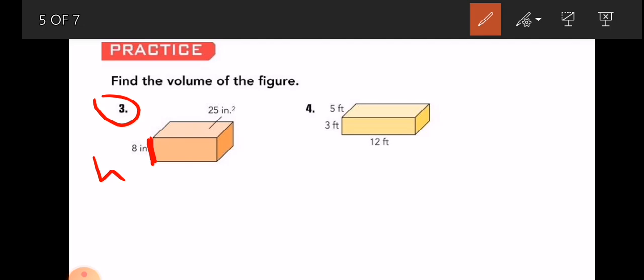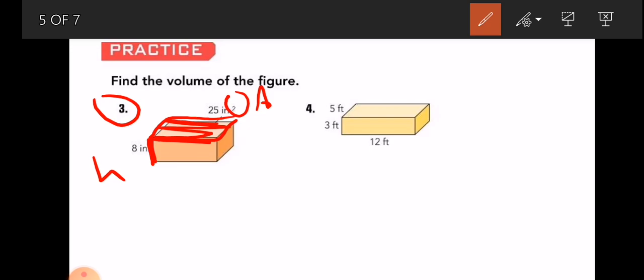Okay. Here, 25 inches squared. They told you that this face is 25 inches squared. I see squared, this means it's what? It's area. Not length, not width. This is area for this face. If you have the area of the top like the bottom, they are exactly the same.